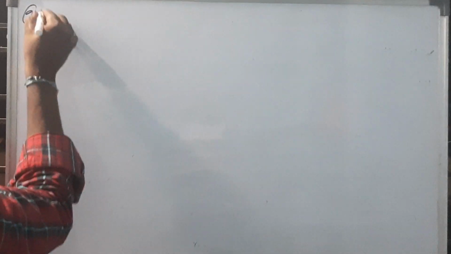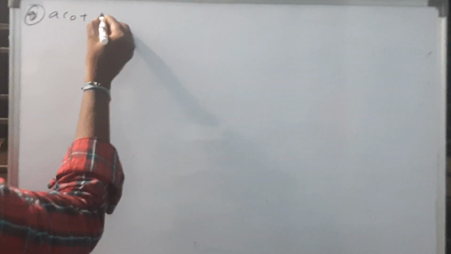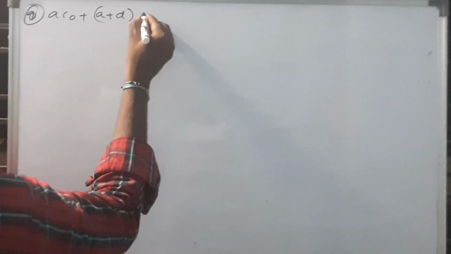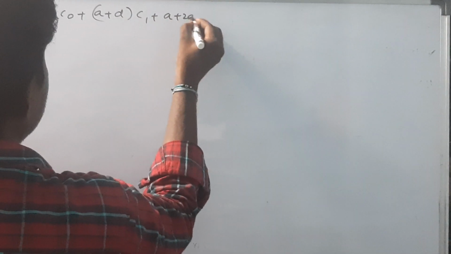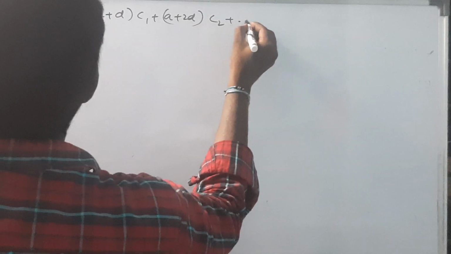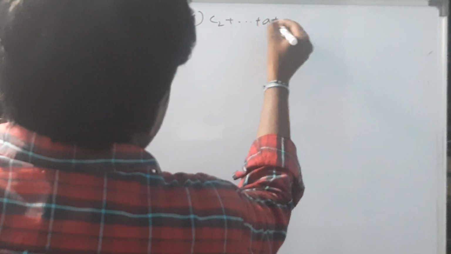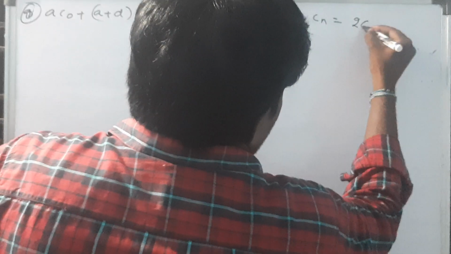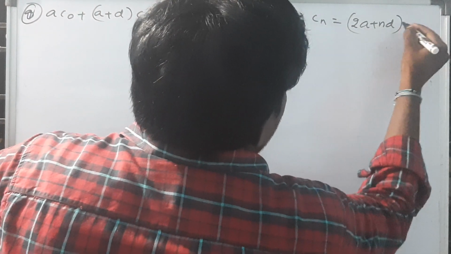See the next one. A C0 plus (A+D) C1 plus (A+2D) C2 plus and so on plus (A+nD) Cn is equal to (2A+nD) times 2^(n-1).